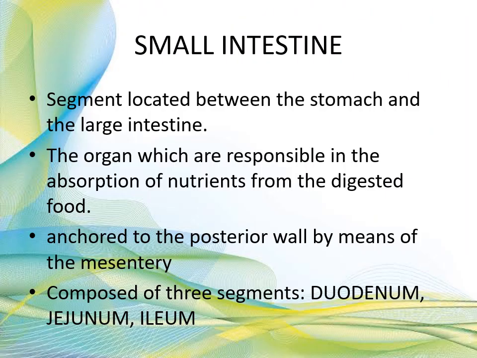So we have the small intestine, segment located between the stomach and the large intestine. So this organ is responsible for itong pinamahalaga, absorption of nutrients. So there are three segments sa small intestine. We have the duodenum, jejunum, and ileum.